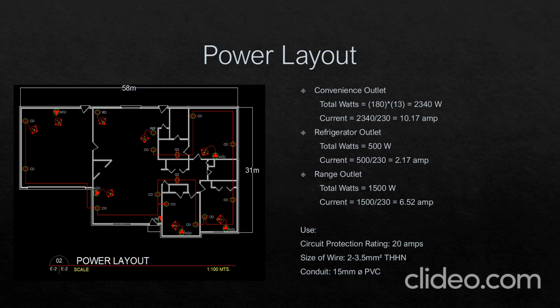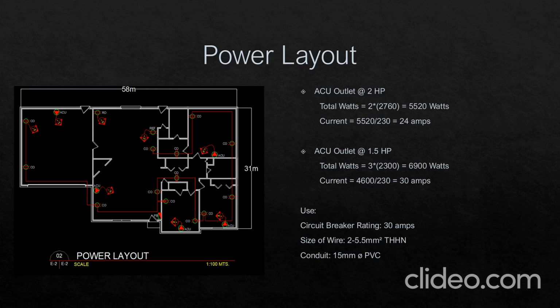The watts of my refrigerator is 500, and the watts of my range is 1500 watts. The circuit protection rating is 20 amps. The size of wire is 2 to 3.5 mm squared THHN. Conduit 15 mm diameter PVC.